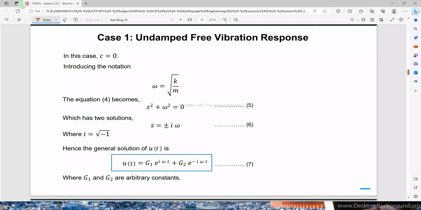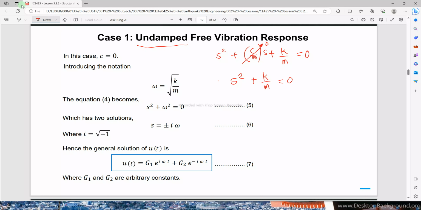So when we say undamped, we already have our auxiliary equation. So we have an auxiliary equation of the equation of motion, s squared plus c over m s plus k over m is equal to 0. So for an undamped free vibration response, meaning there is no damping, our c coefficient, the damping coefficient, is equal to 0. Then we are left with s squared plus k over m is equal to 0.